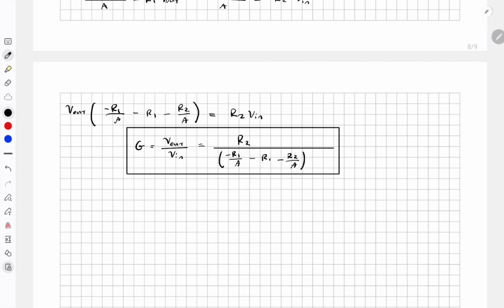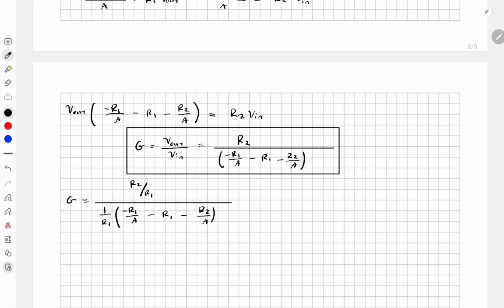So instead of skipping to the final answer, we're going to do a little bit of algebra here. It's not that complicated, it just requires some patience. So let's divide the numerator and the denominator both by R1. So now we have R2 divided by R1, over 1, negative R1 over A minus R1 minus R2 over A.